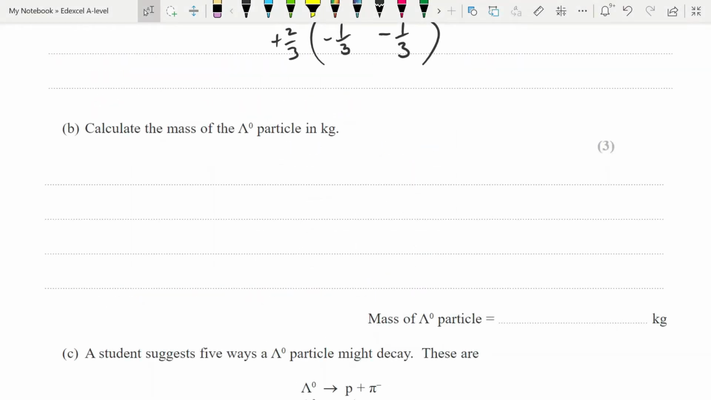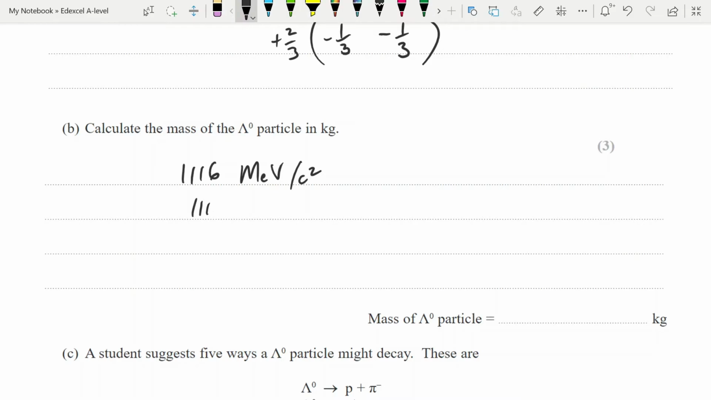Calculate the mass of the neutral lambda particle in kilograms. They told us that the mass was 1116 megaelectronvolts per c squared. And again, this is a very common question. It comes up all the time. You can see it's worth 3 marks. This is very straightforward if you know what you're doing. So we know 1116 megaelectronvolts is the energy equivalent of this mass. That's the way to think about it.